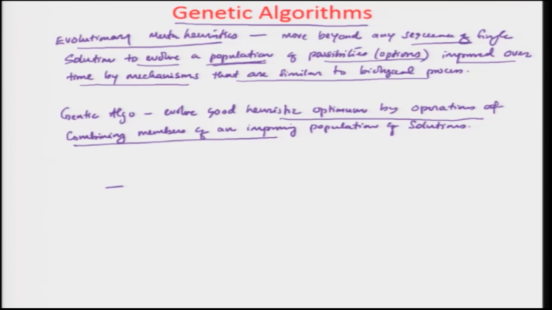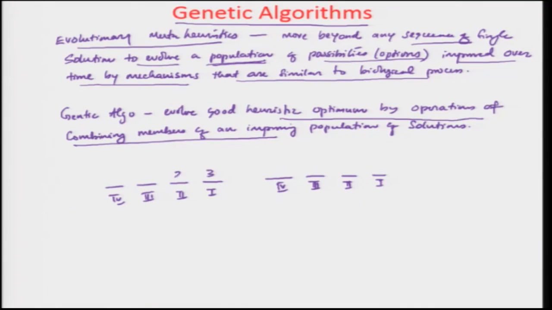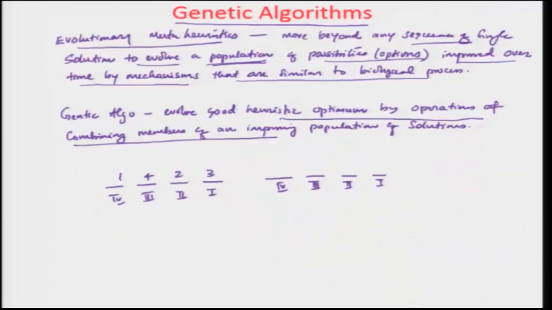Let us take a simple example like what we said in the previous case. There are 4 sequence positions for us, 4, 3, 2 and 1. Let us look at the least slack solution. One solution is 3, 2, 4, 1, and the other solution is 1, 2, 4, 3. So this is your solution 1 and this is your solution 2. For the time being, assume that these are two good solutions.